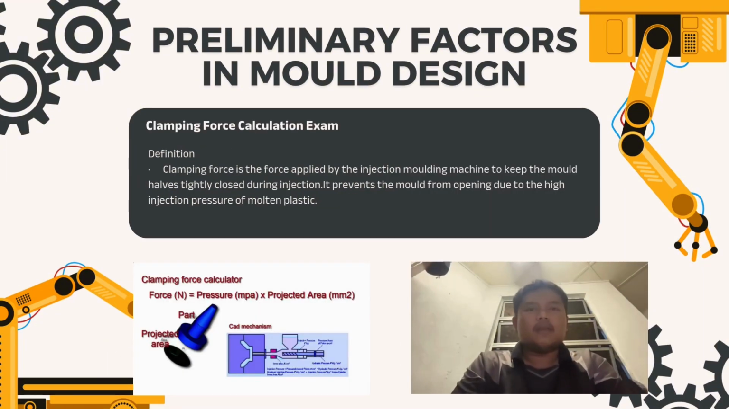Okay, next is clamping force calculation. By definition, clamping force is the force applied by the injection molding machine to keep the mold halves tightly closed during injection. It prevents the mold from opening due to the high injection pressure of molten plastic.